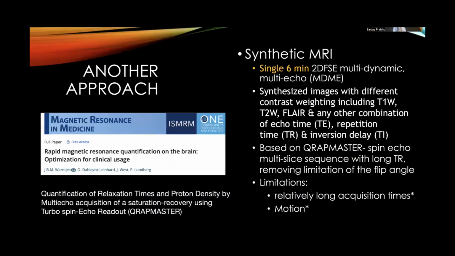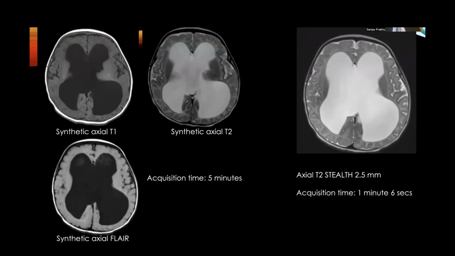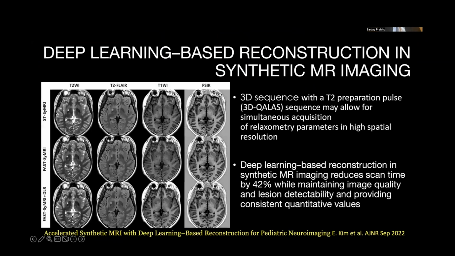The other approach is to use synthetic MRI, acquire a 6-minute image and then produce multiple contrasts, as you have probably heard from other presenters in this conference. However, this has a long acquisition time of about 6 minutes, and if there's motion on one sequence, then obviously it affects all the other ones which are derived. So this is an example of synthetic MRI that we have performed in our institution, compared with our stealth sequence, which is 1 minute 6 seconds long. Again, our fast sequences still compare very well.